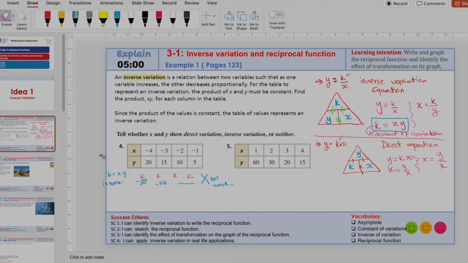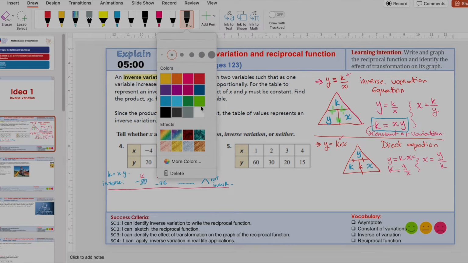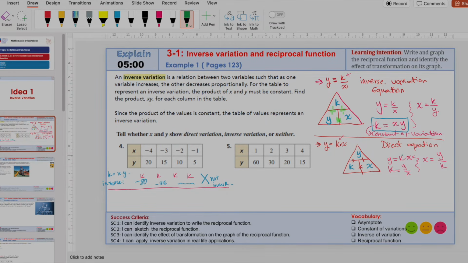Now, am I done? Of course not. Check the direct ones. You can also check whether they have some sort of direct relationship, but in order to do that, you have to use the direct equation. To find the k in a direct relationship, you have to divide y by x. So it's different. If I get the same k, then they have a direct relationship. Let's see. Here I divide 20 by negative 4, and the answer is negative 5.